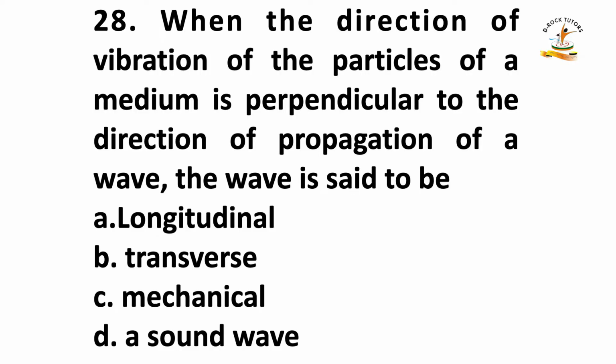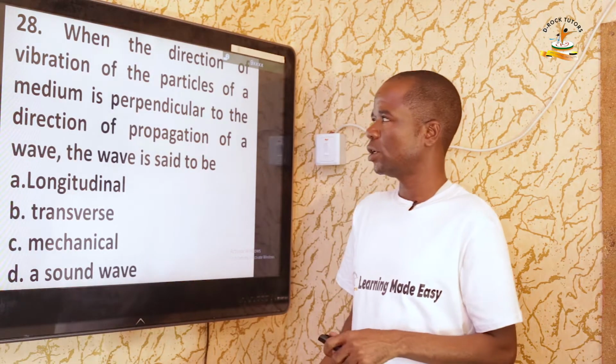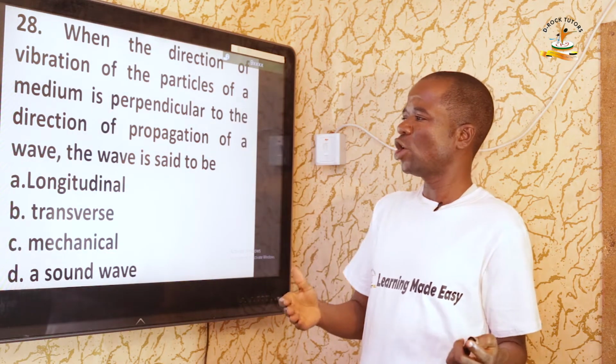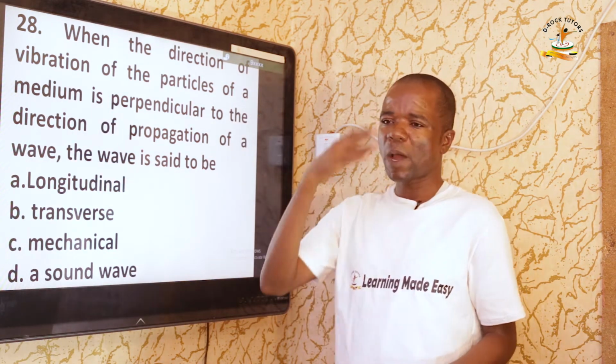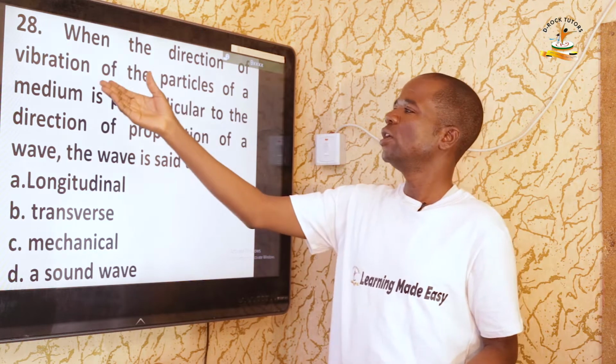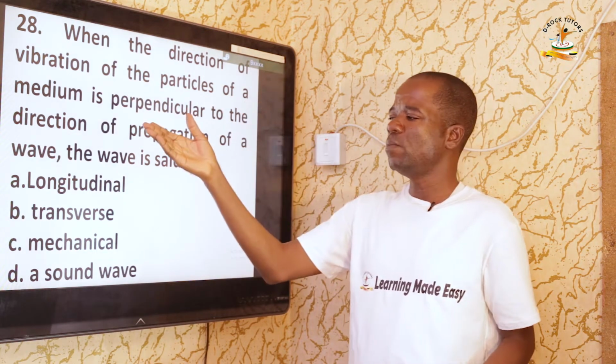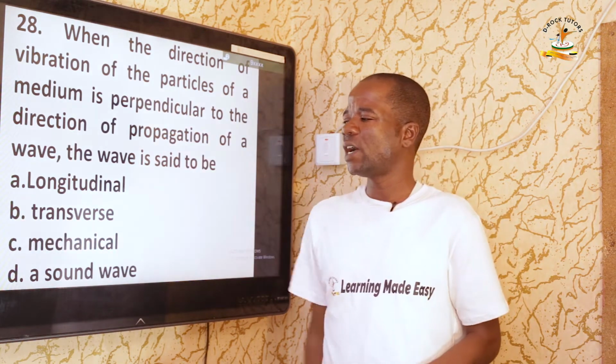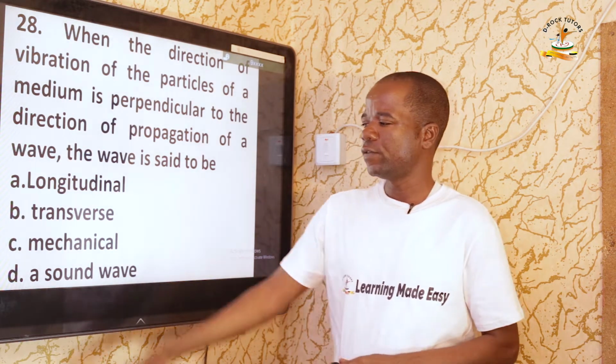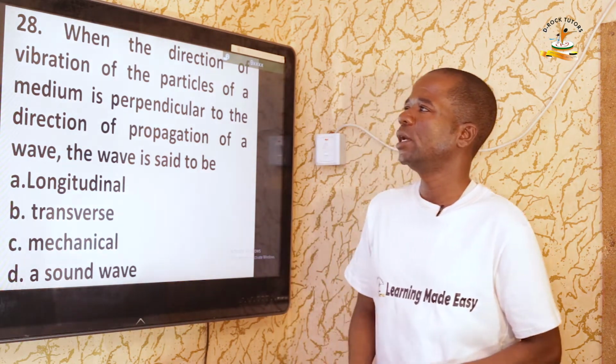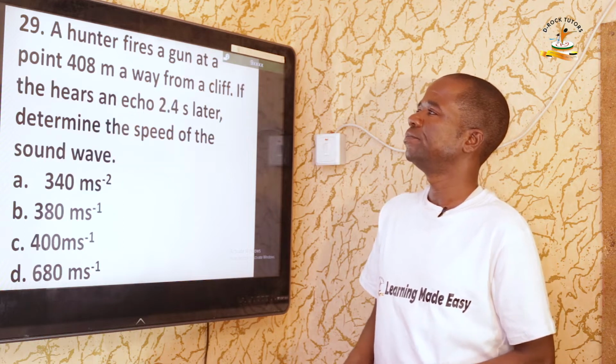When the direction of vibration of the particles of a medium is perpendicular to the direction of propagation of a wave, the wave is said to be, that's option B, transverse. Remember, whenever the direction of propagation of the wave is perpendicular to the vibration of the particles of the medium, we refer to such a wave as a transverse wave. So the correct answer is B. Let's go to number 29.